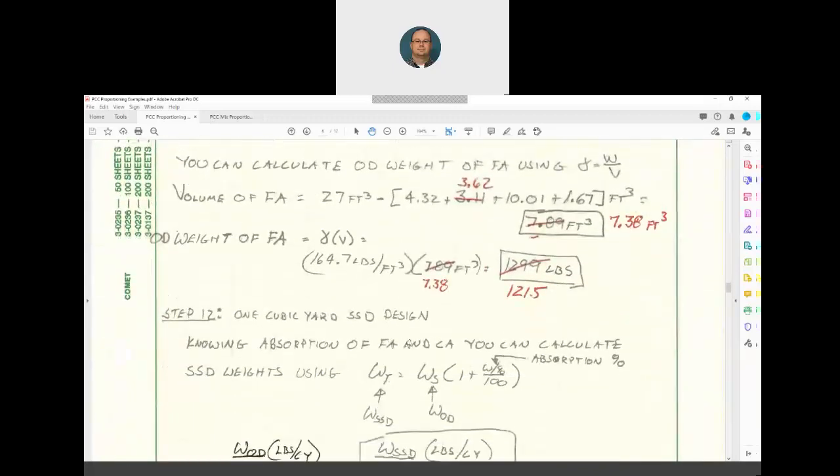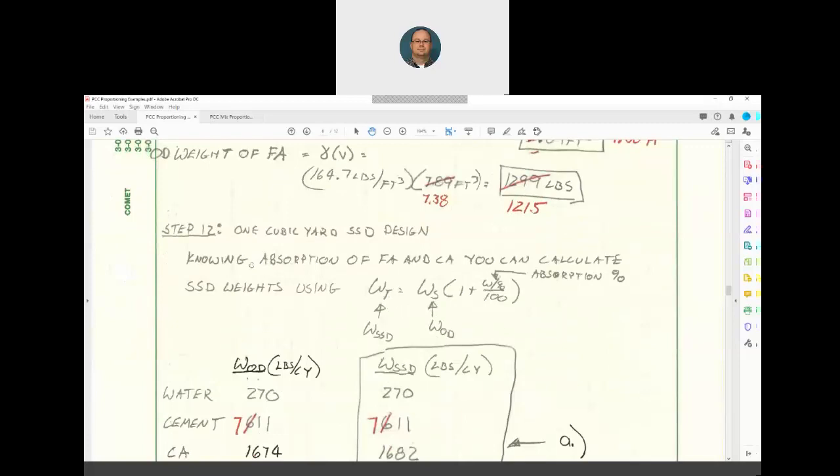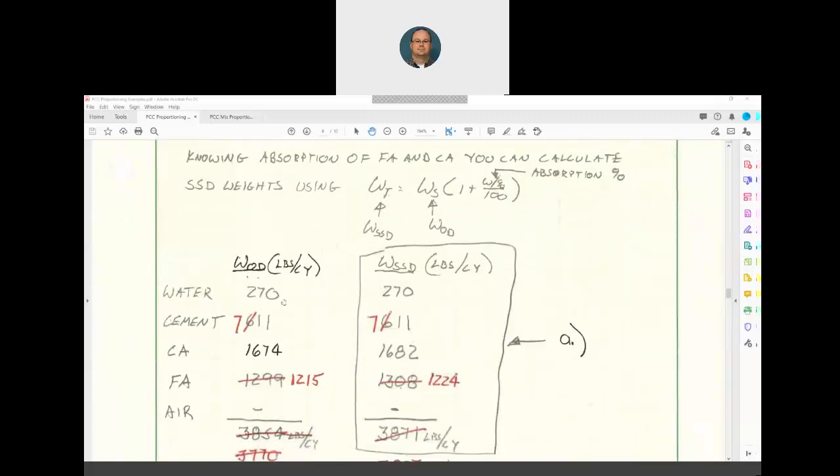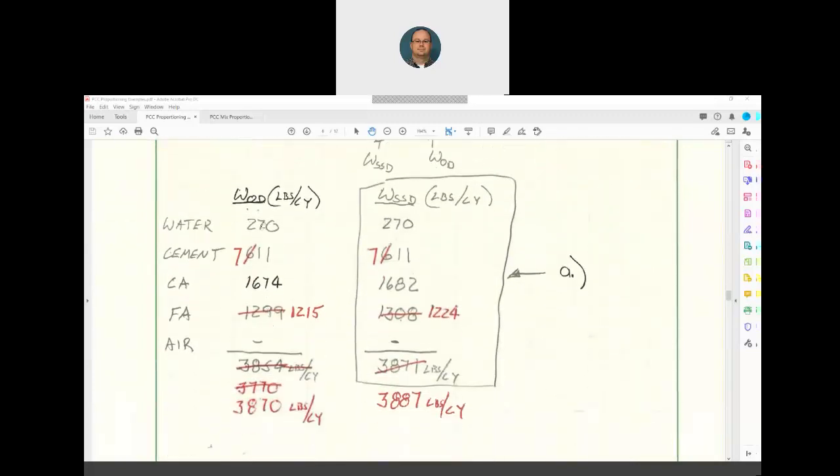Step 12, 1 cubic yard SSD design. Now, finally, we have some information here. Knowing absorption on the fine aggregate and coarse aggregate, you can calculate SSD weights using this equation right here. Remember, instead of total, we can say SSD. All of these are dry unit weights, correct? Water doesn't change weight. Cement doesn't change weight. Coarse aggregate is dry. Fine aggregate is dry.